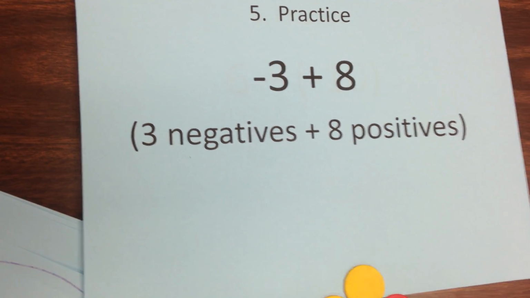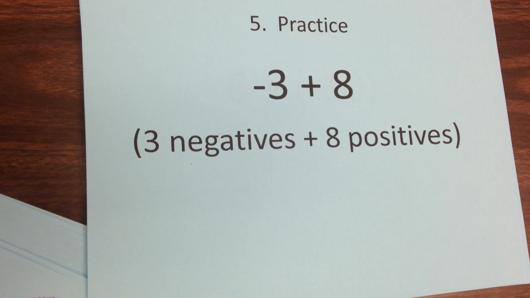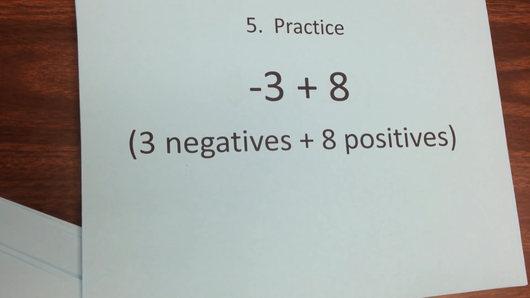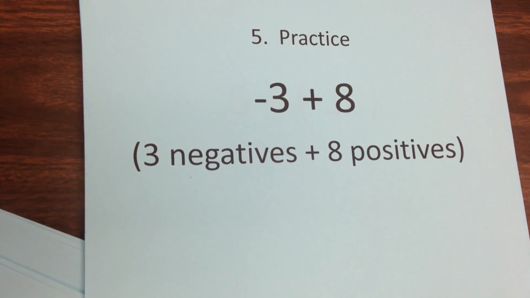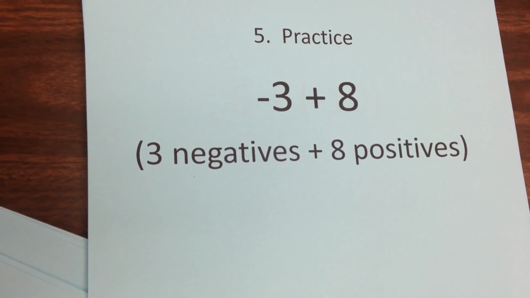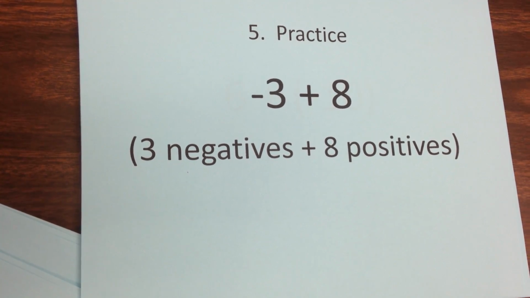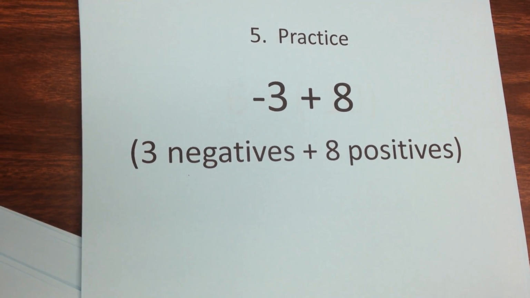Now it's your turn. -3 plus +8. And you could say that is 3 negatives plus 8 positives. I want you to try to draw the models, your positive and negative integers, your little circles with the signs on them. Draw this to solve problem 5.